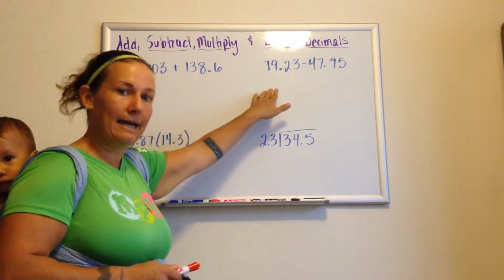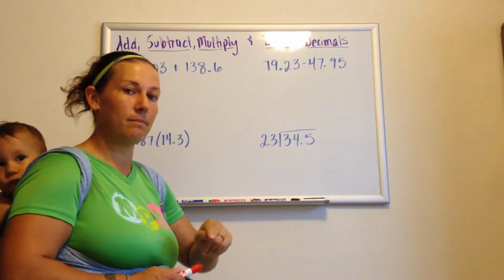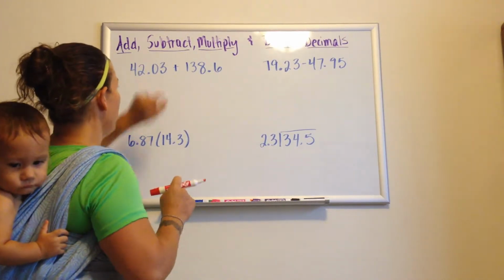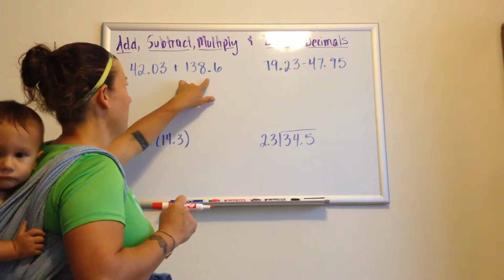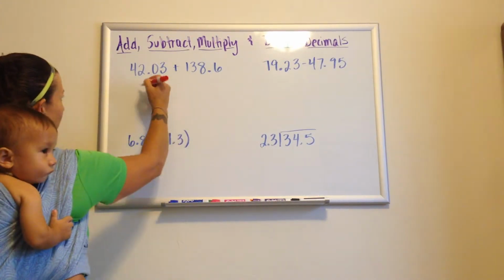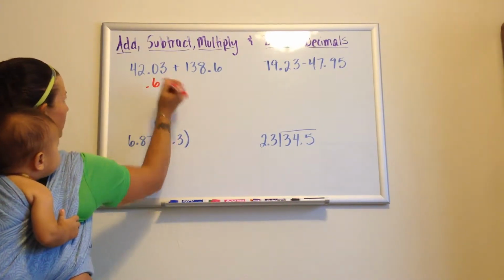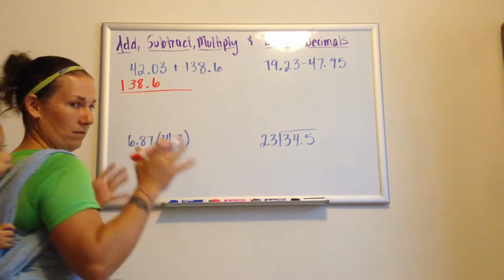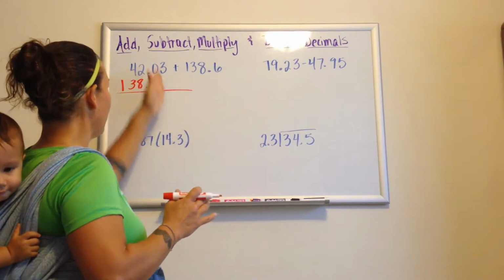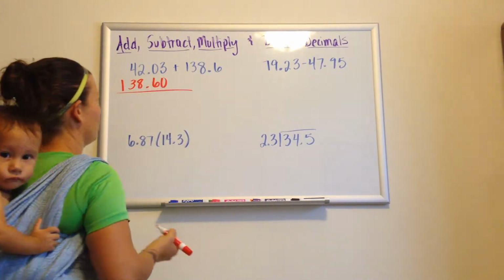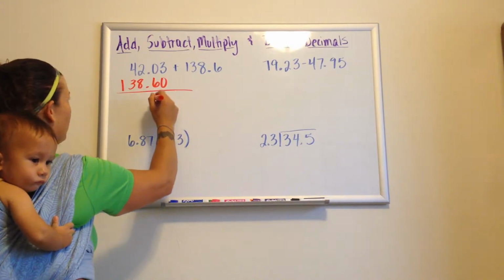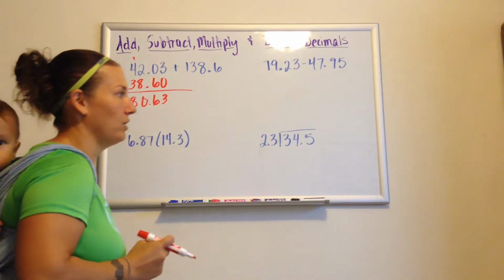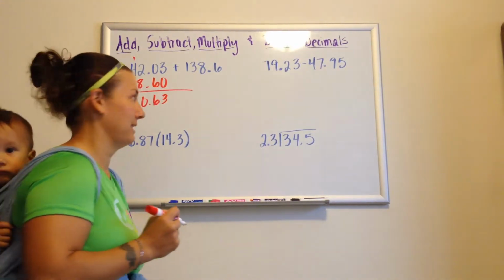Alright, so when I'm adding and subtracting, I want to line up my decimals and use zeros as placeholders. So here I've got 42 and 300ths and 138 and 6/10. So I want to line up the decimals and then just copy down my number. And wherever the numbers fall is fine. Anywhere there's a blank, I want to use a 0 as a placeholder. So then when I add this up, I'm going to carry my 1 here. I'm going to get 180 and 63/100ths.